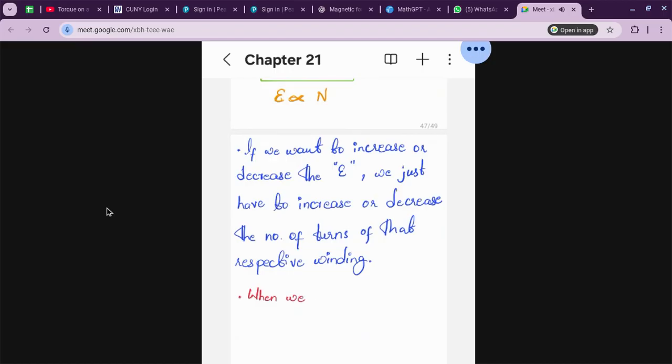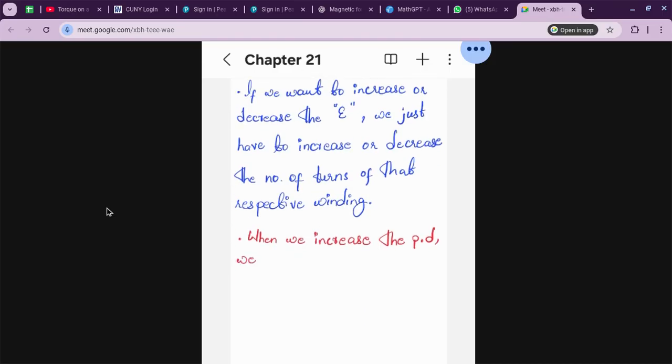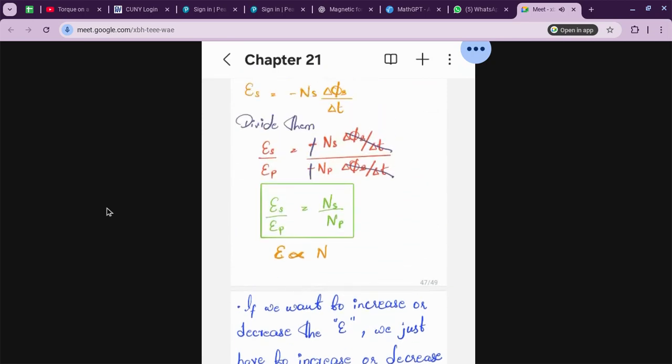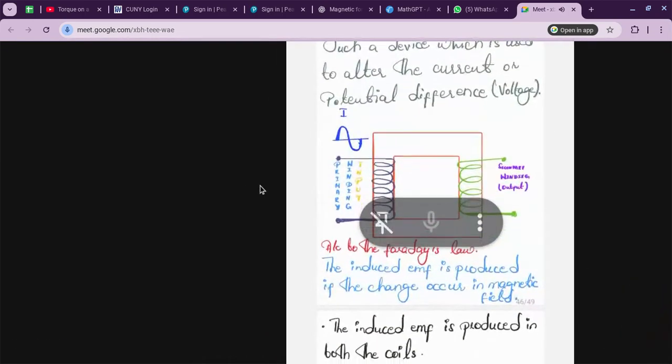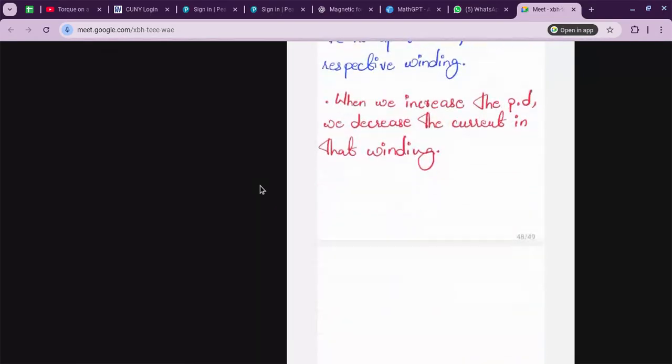When we increase the potential difference, we decrease the current in that winding. Okay, done.